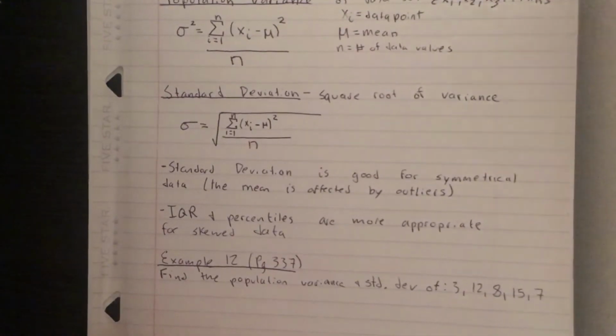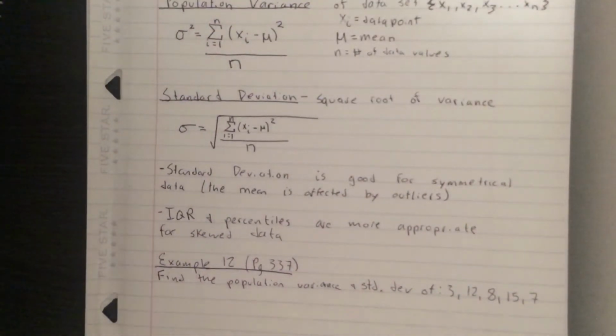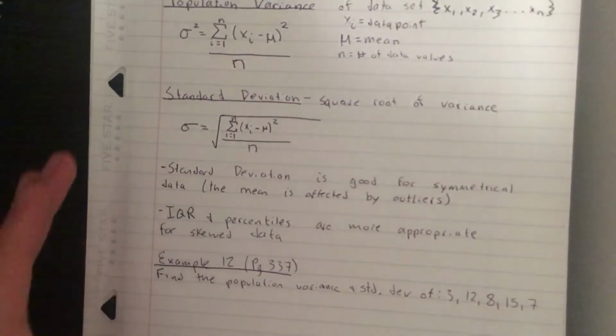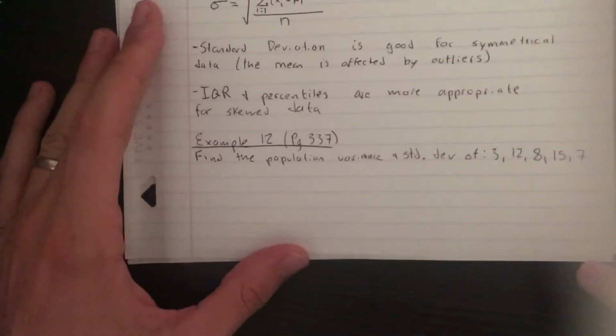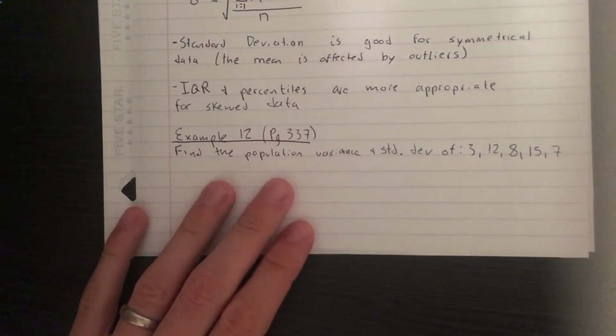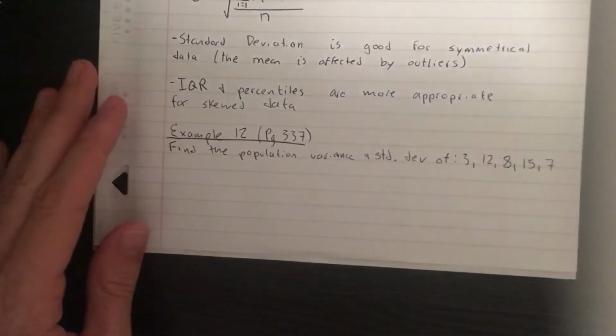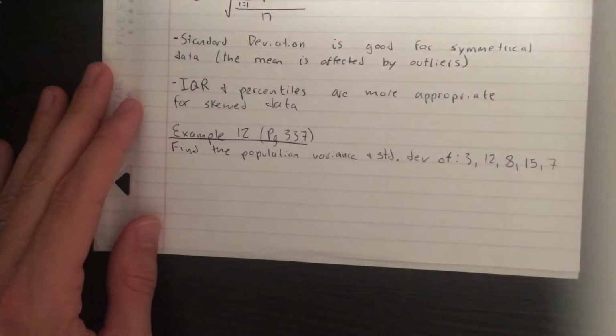If you have more skewed data, you want to trend towards using the IQR, the percentiles, because that uses more of the middle of the data to talk about that. So you might get a more realistic picture of the spread. So we're going to go over an example of how to calculate the standard deviation and variance by hand, and then we are going to go over an example of how to calculate them using technology, because we do need to see both examples here.